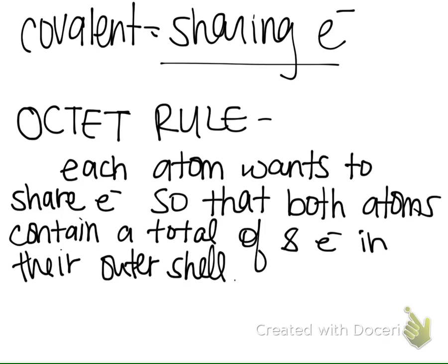So covalent molecules or covalent bonds are only dealing with valence electrons. And where are valence electrons located? Outer shell. Valence electrons are located in the outer shell. And that's what we're going to start focusing on exclusively in these bonds, only outer shell electrons.